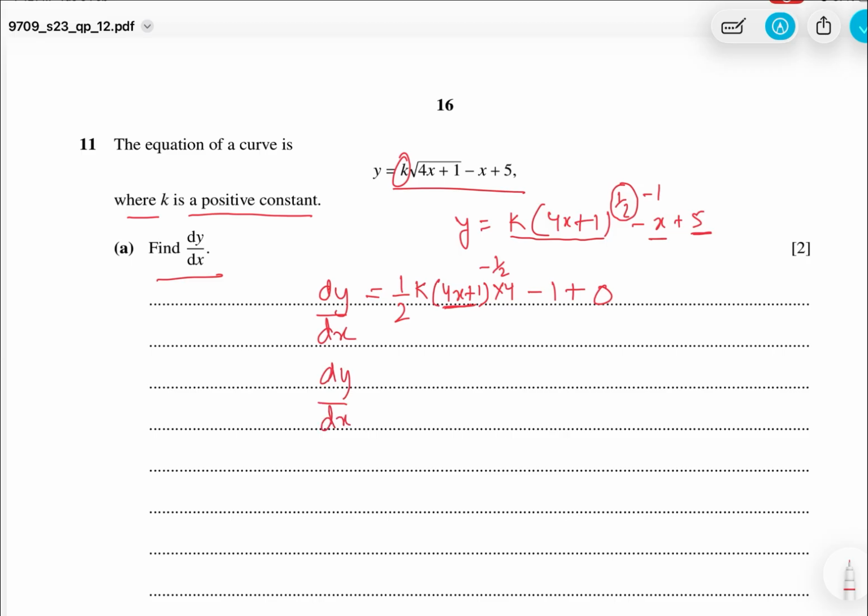Dy over dx equals to, see, these will be cancelled. So it would be 2k upon square root of 4x plus 1, minus 1. Agreed or not? This is the differentiation or not? Yes, this is the differentiation for this one, and you get 2 marks for it. Let us move on to the next question.